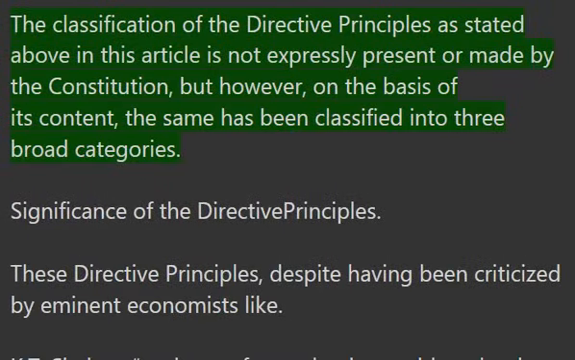The classification of the directive principles as stated above is not expressly made by the Constitution, but on the basis of its content, they have been classified into three broad categories.